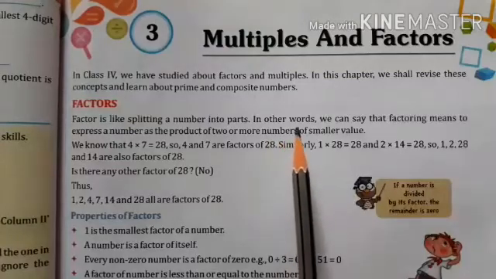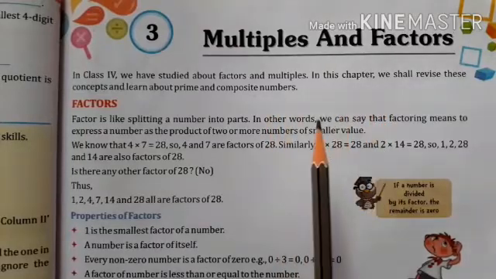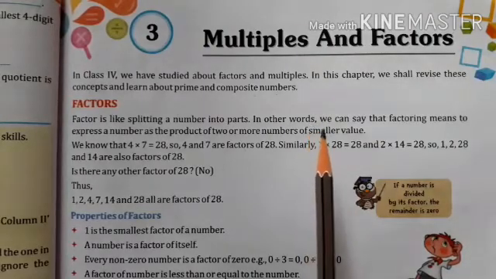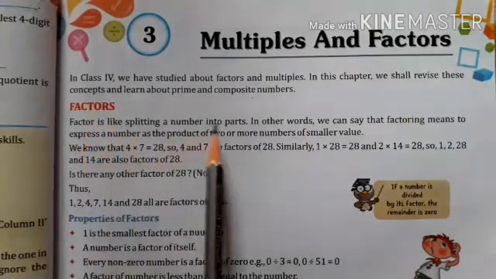Good morning, students. Today we are going to discuss chapter 3, multiples and factors, which is on page number 43 of your maths book. Here we will learn about factors, multiples and rules of divisibility. Factors. A factor is like splitting a number into parts.